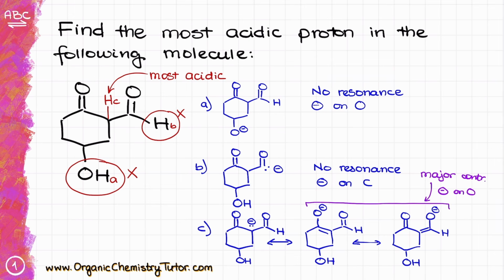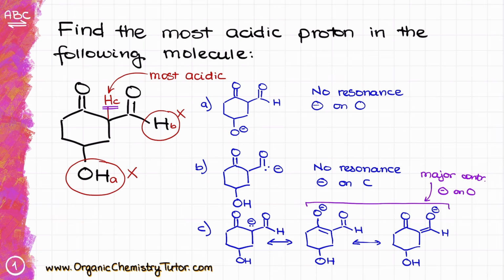So because of those two major contributors, my negative charge is very well stabilized, and that means that the conjugate base C is the most stable out of all of them, which by extension means that our most acidic proton is going to be proton C, that is sitting in between our carbonyls like that.